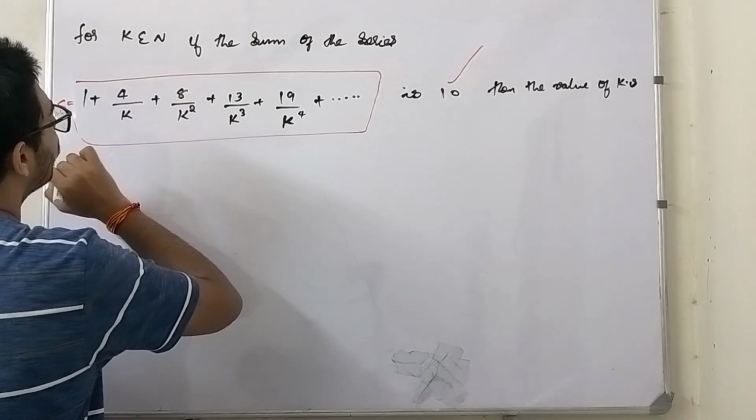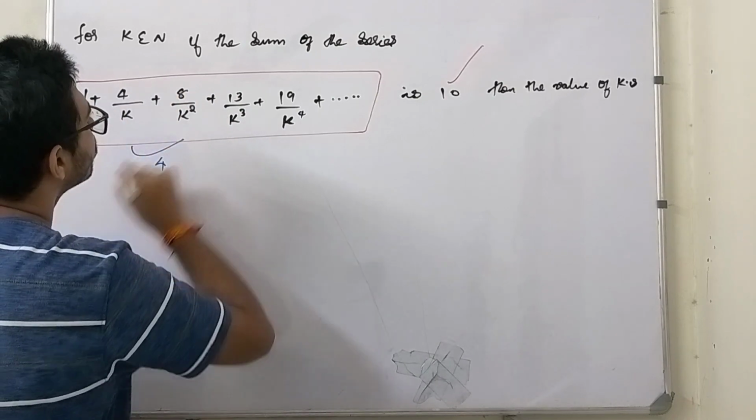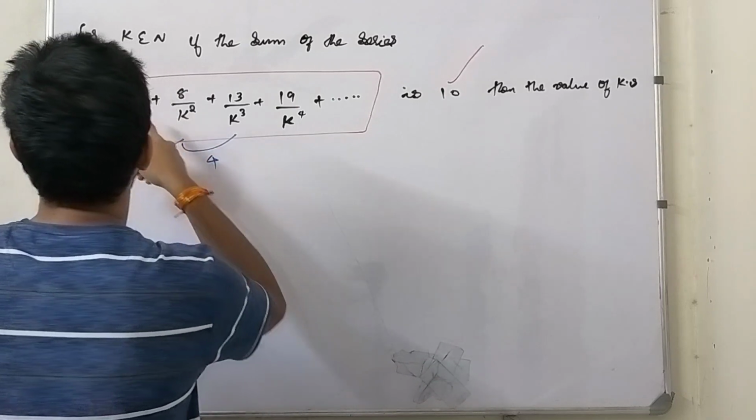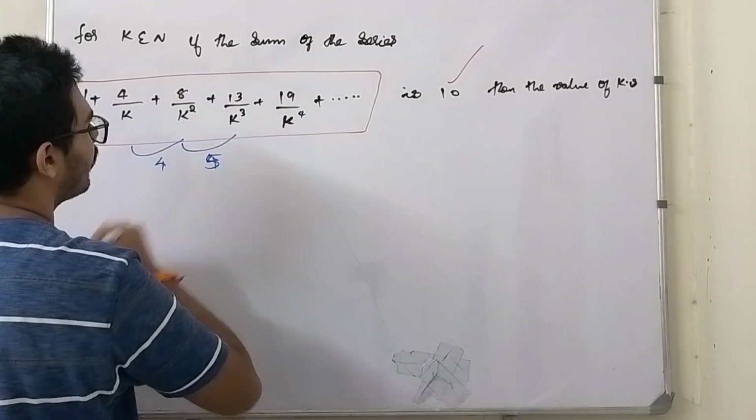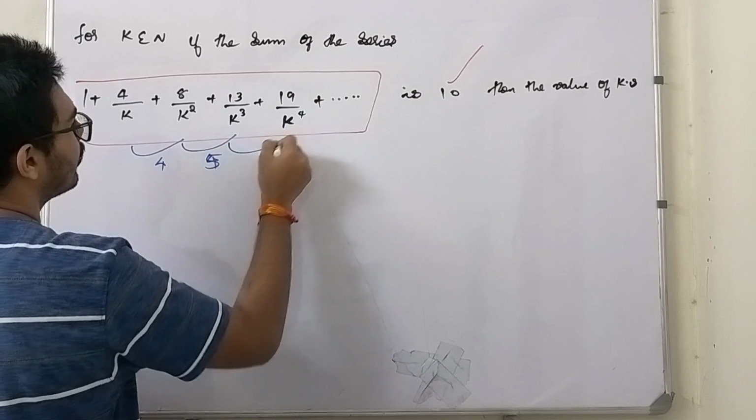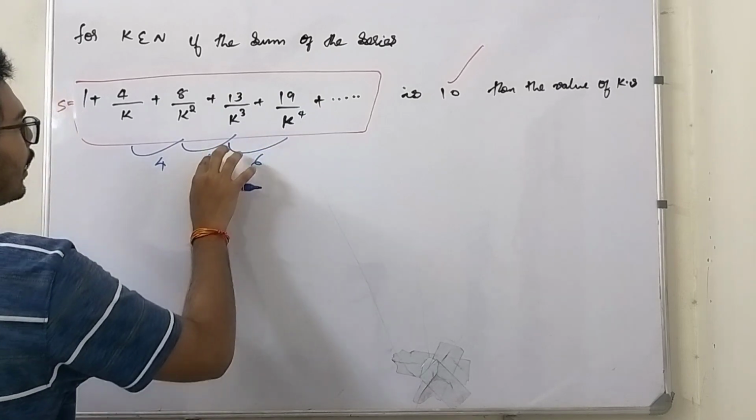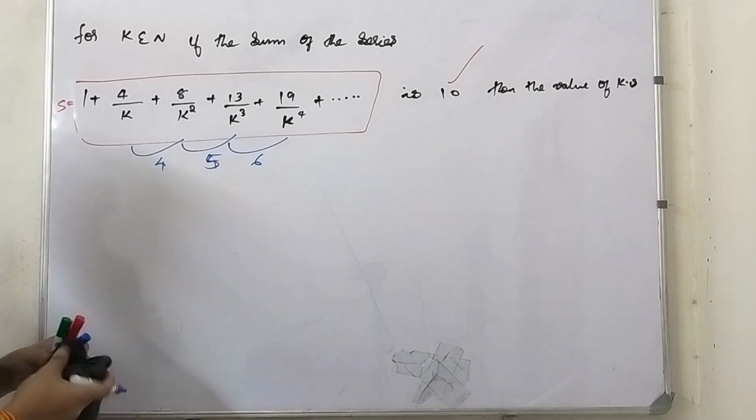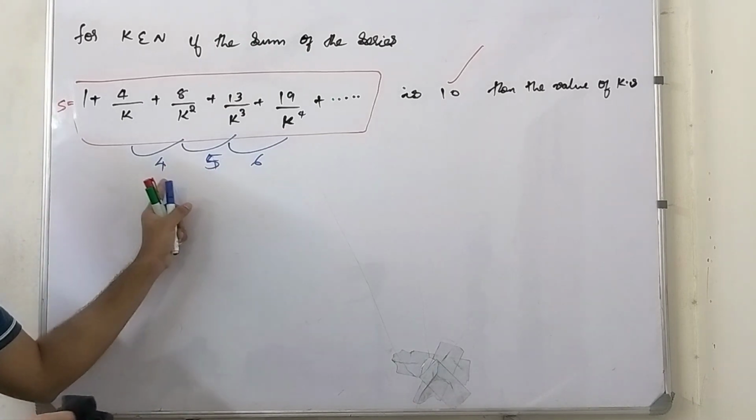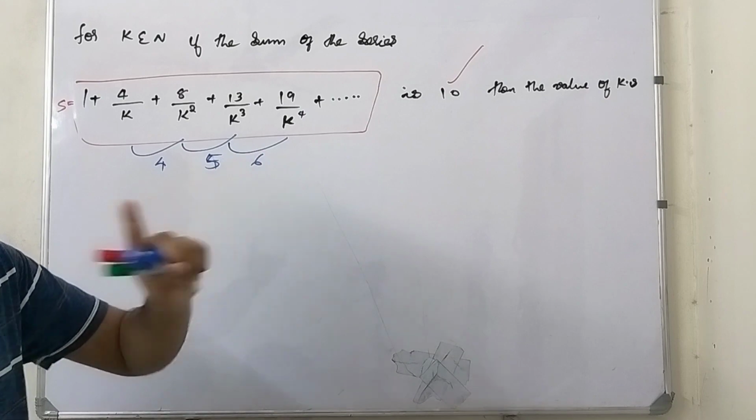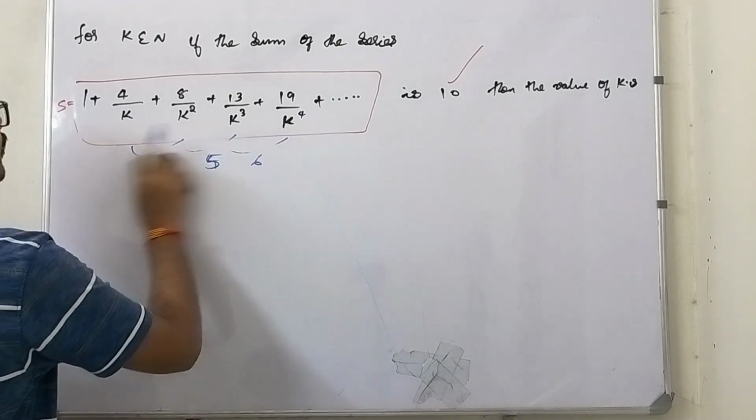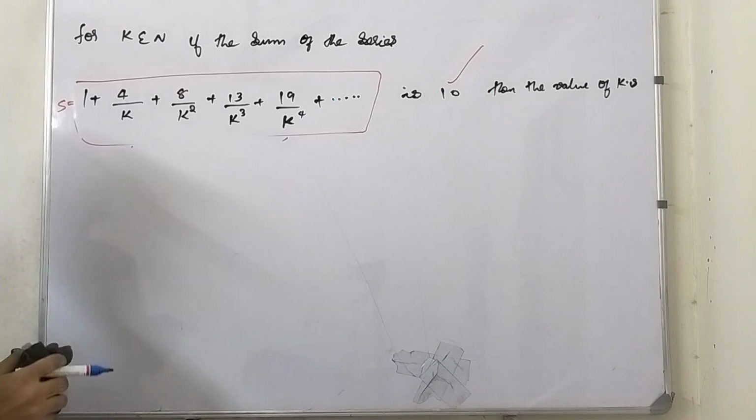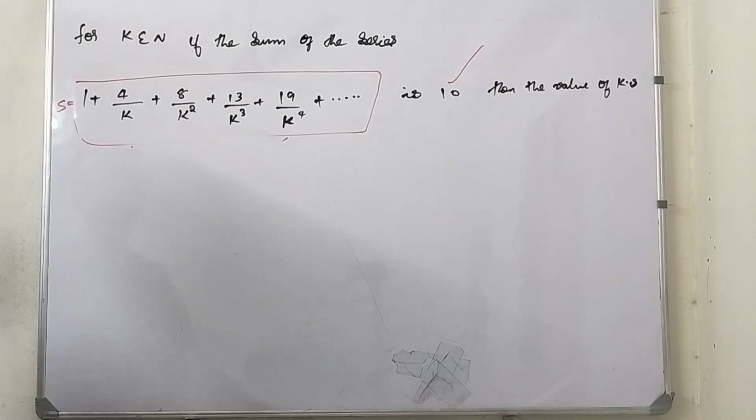8 minus 4, you will get 4. 13 minus 8, you will get 5. 19 minus 13, you will get 6. It forms an arithmetic series with first term 4 and common difference 1. Now, how can you convert this series into an arithmetico-geometric progression? We need to convert this series into an arithmetico-geometric progression.